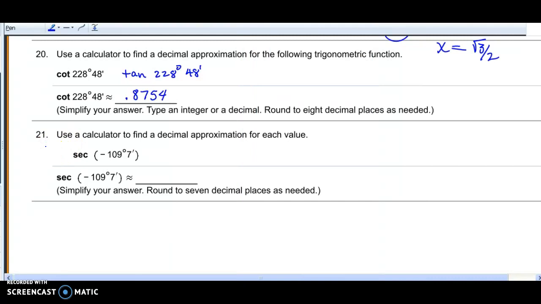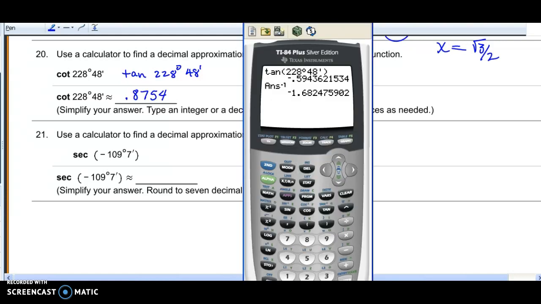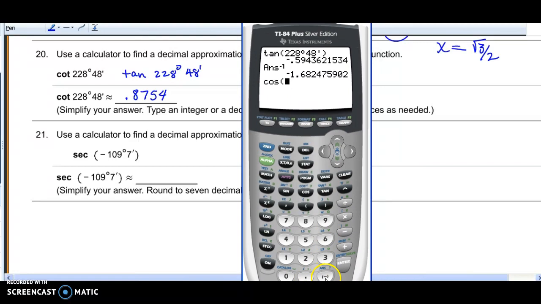Okay, so we want to do the same thing, decimal approximation for secant of negative 109 degrees, 7 minutes. Well, now that I'm in the correct mode, secant is the reciprocal of cosine. So I'm just going to do cosine of, where's my little negative? Let me get that. Negative 109. Let me go to angle, get my degree mark. Let me put in a 7 and get my minute mark.